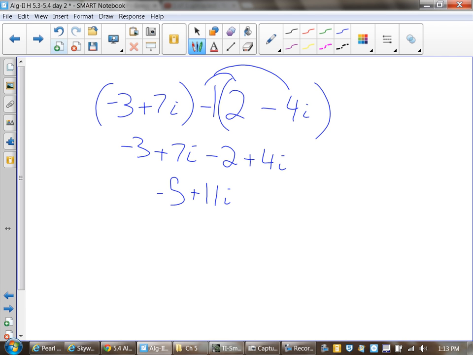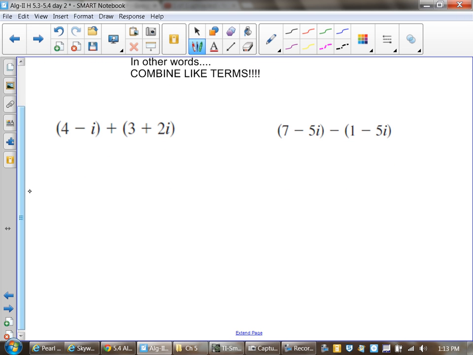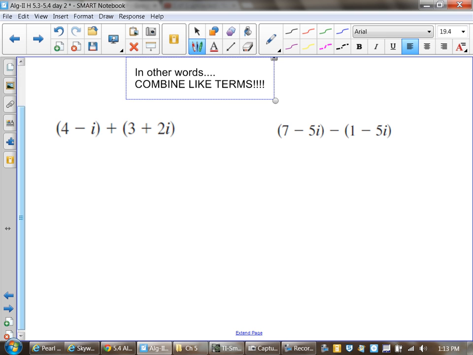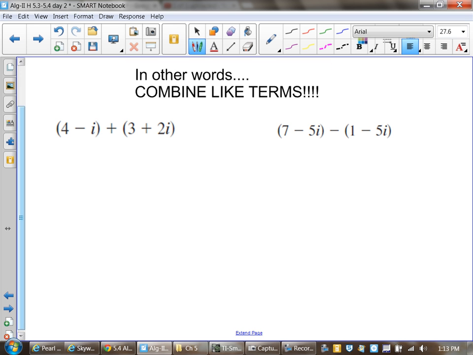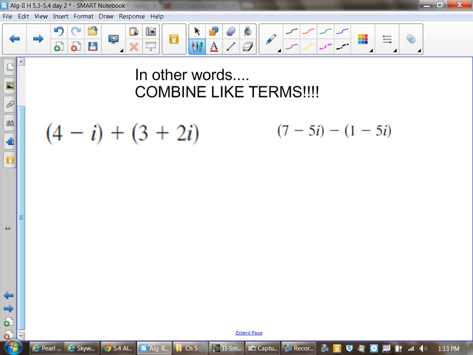All we're doing is basic simplifying. Think of this as just plain old boring combining like terms. So take a second and try these two, remembering that you have to distribute out the negative when you're subtracting.